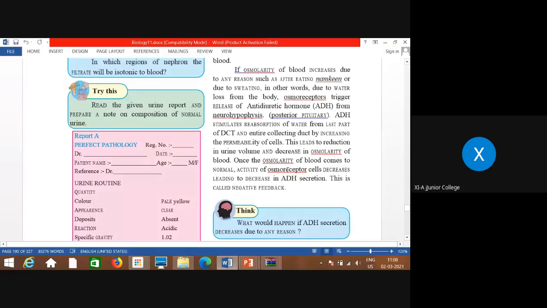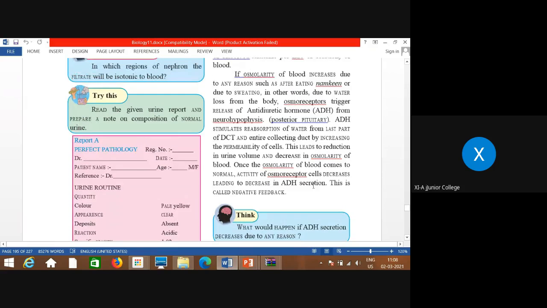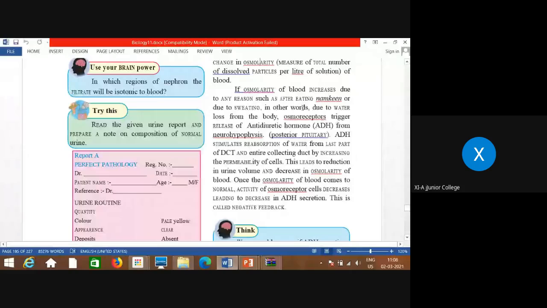Once the osmolarity of the blood comes to normal, activity of osmoreceptor cells decreases, leading to decrease in ADH secretion, and this is called negative feedback. That means, if there is dehydration, these osmoreceptors detect it and give signals to the hypothalamus, and ADH is released from the posterior part of the pituitary gland, that is called the neurohypophysis.